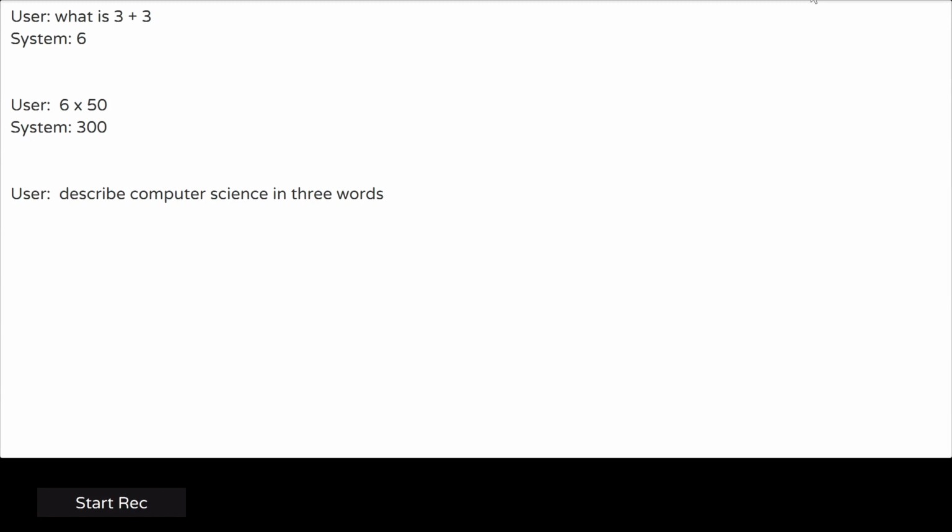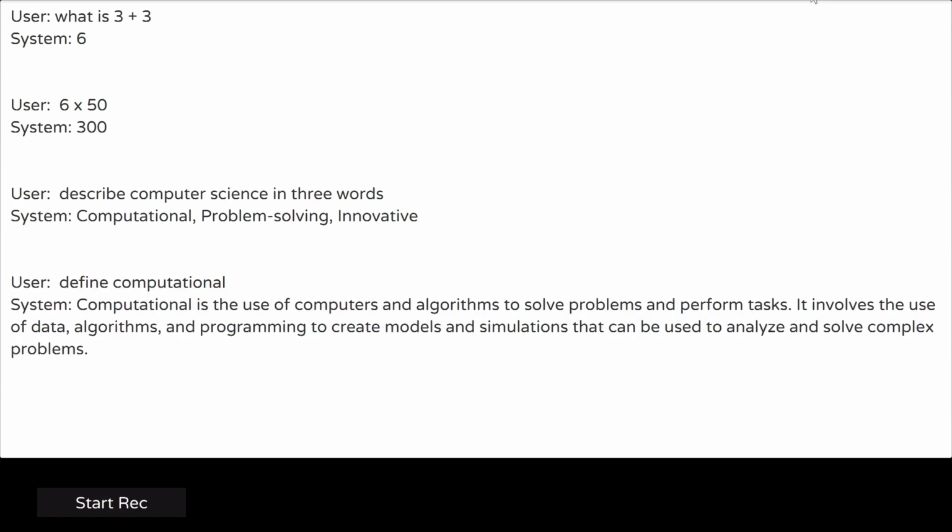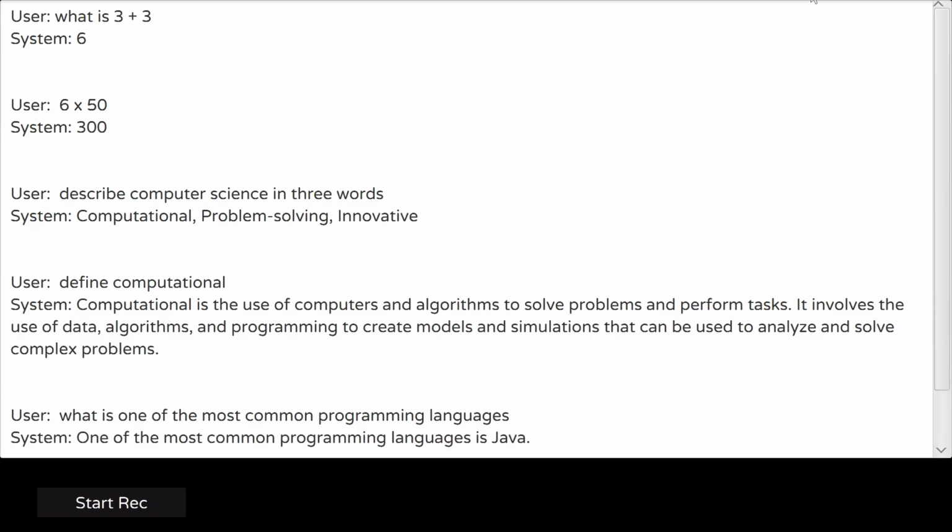What is 3 plus 3? 6 multiplied by 50. Describe computer science in 3 words. Define computational. What is one of the most common programming languages? What is Java?